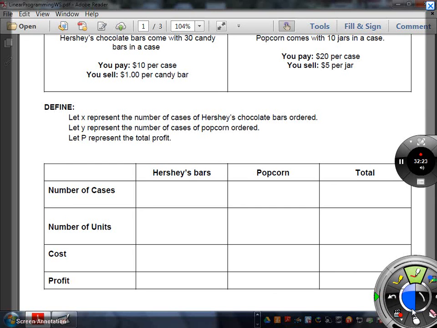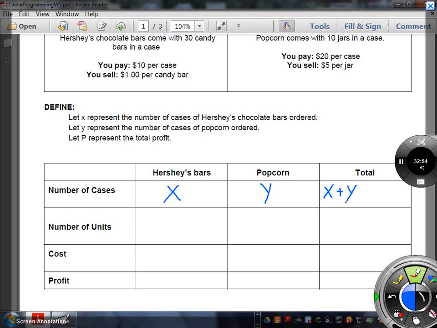All right. So the number of cases of Hershey bars goes in here. We don't know the answer to the problem, but a variable has been assigned to this. The number of cases of Hershey's bar is X. And the number of cases of popcorn was assigned to be Y. So if in this problem you ever want to use the total number of cases ordered, that will be represented by X plus Y.